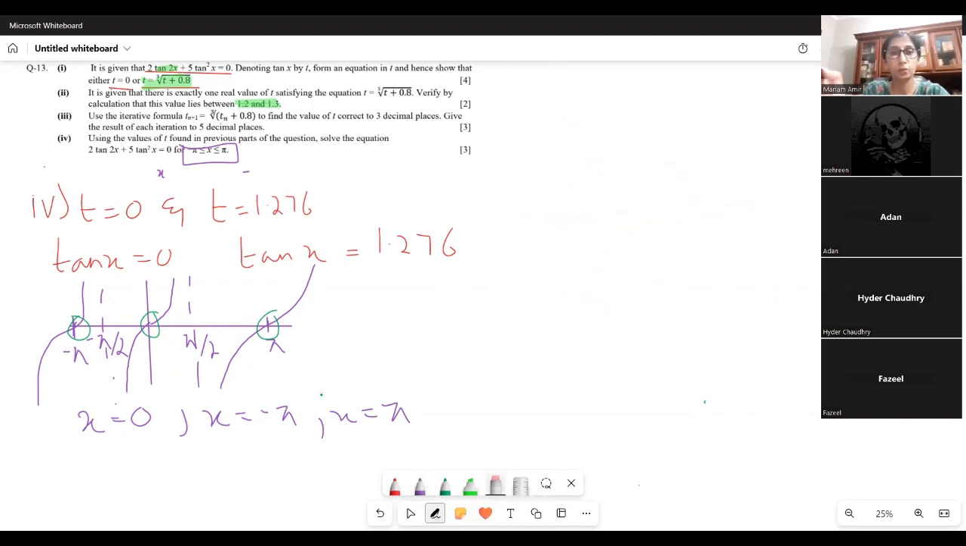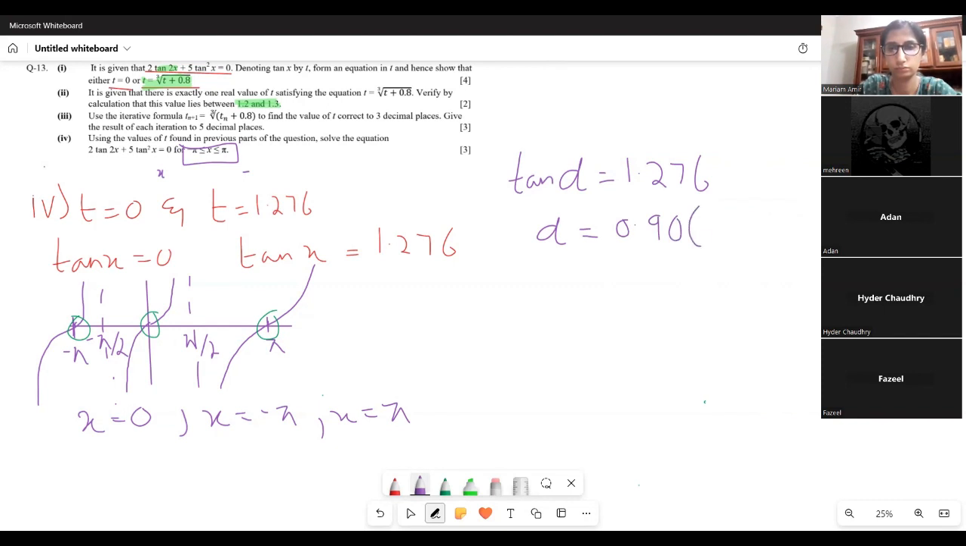Okay. Now we need to solve tan x equals 1.276. So tan alpha equals 1.276. Alpha equals tan inverse of 1.276, which is 0.9060. This is in radians. So tan was positive.